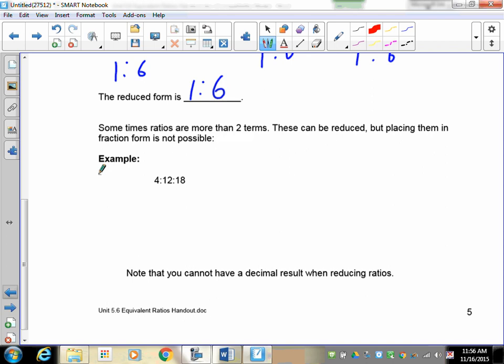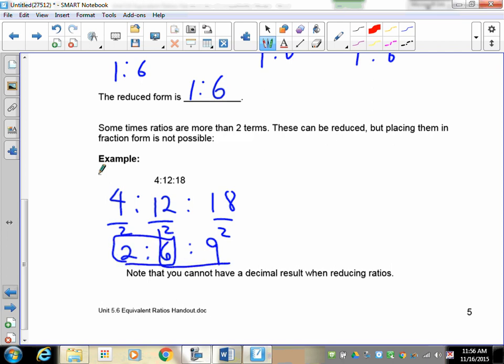Okay, so here we go. What goes into 4, 12, and 18? Well, I happen to know that 2 does because they're all even numbers. So I can divide every one of these by 2. 4 divided by 2 is 2. 12 divided by 2 is 6. And 18 divided by 2 is 9. Now don't fall into the trap of trying to reduce these two or these two. They have to all be reduced together. So even though 2 goes into both 2 and 6, it doesn't go into 9, so that means you can't use it. So this here is your final form. You cannot reduce it any further. Let's go to the next page.